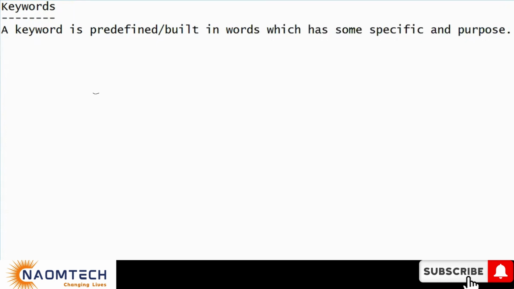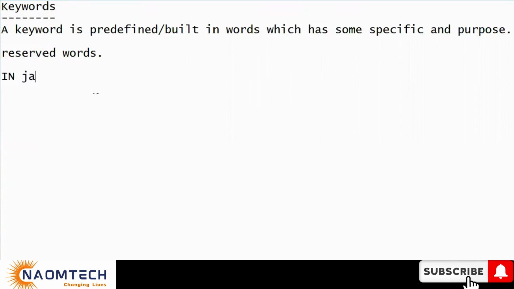We may call these reserved words also. So instead of built-in, we can call them reserved words. That is also possible. That is the simple idea. Keywords are predefined or built-in words which have some specific meaning and purpose, and we can call them reserved words also. That is one thing. Next one.